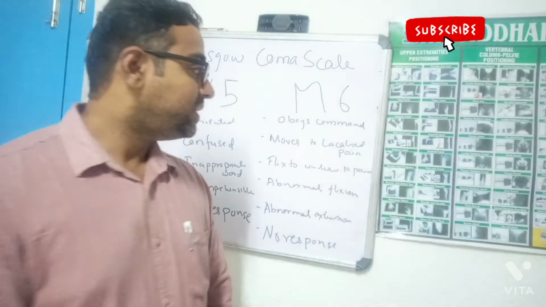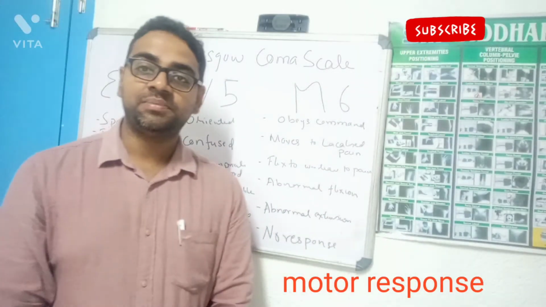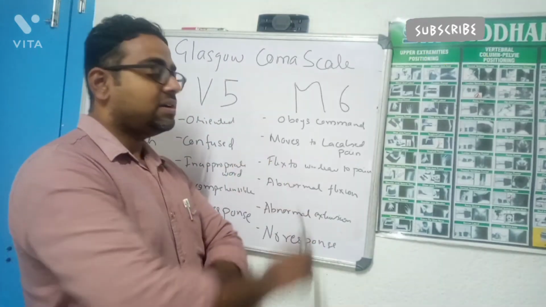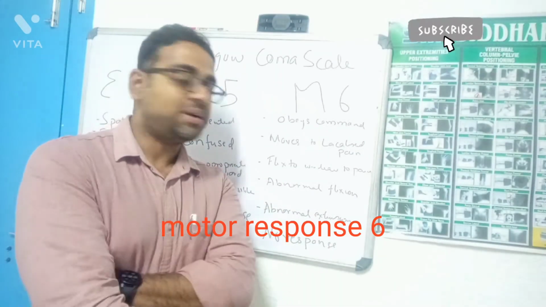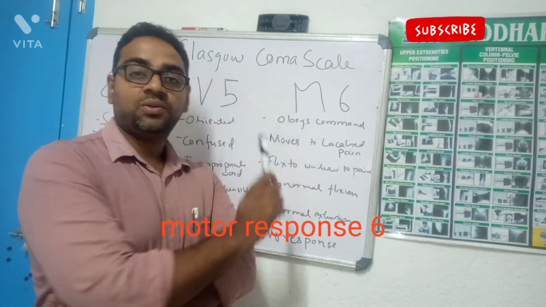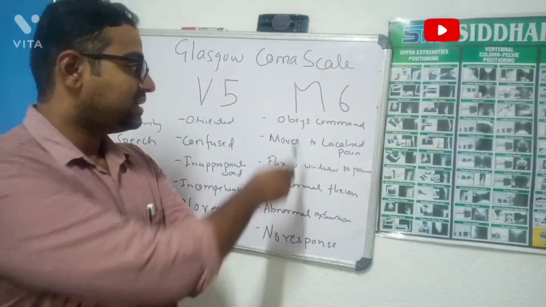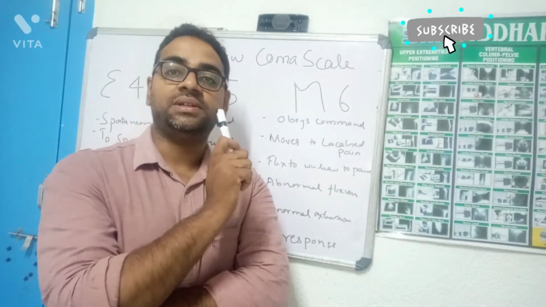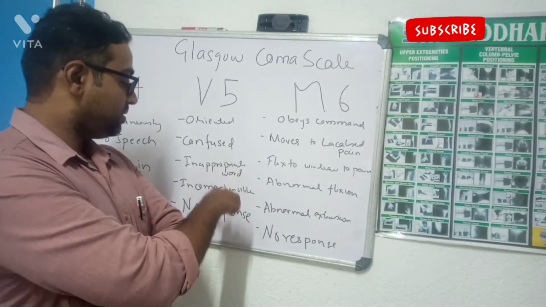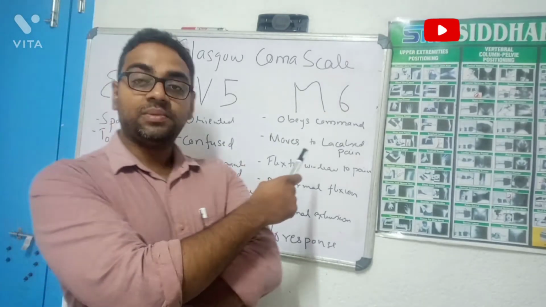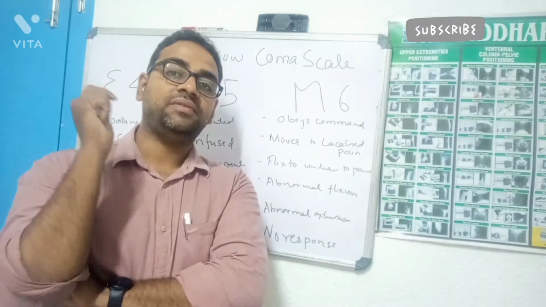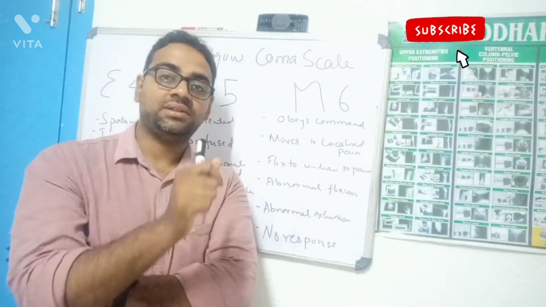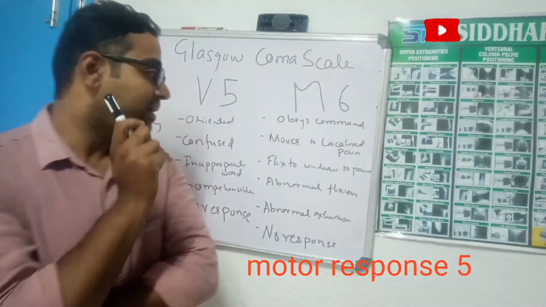Next, finally, we go into motor. Motor means the patient in coma is not moving. If he is moving, then he will obey my command. If he obeys my command, the score is 6. There are 6 components. If he is not obeying command verbally, then I will pinch him. If he moves his hand to the painful stimulus, localizing the pain, then the score is 5.